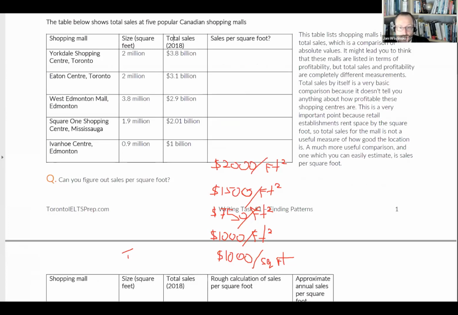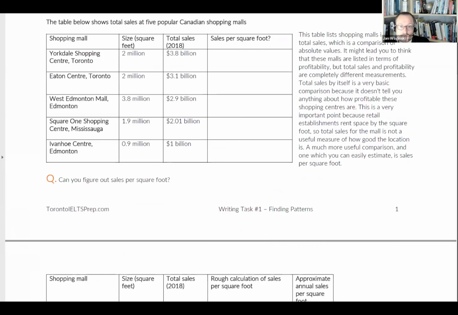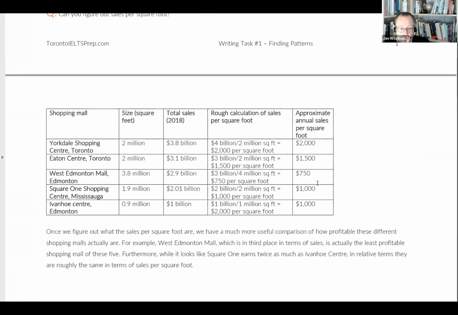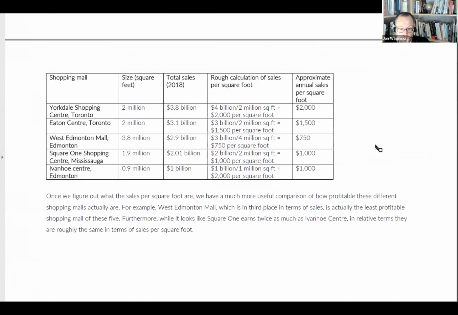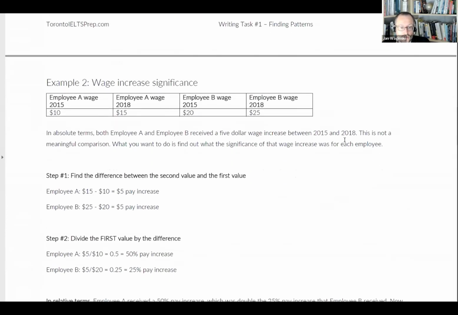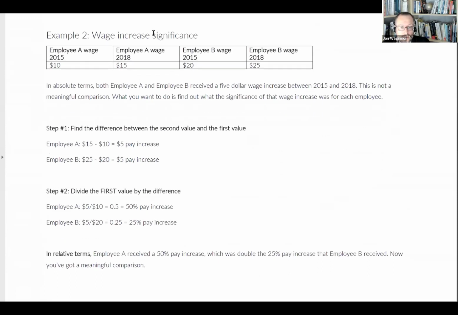Let's look at another example. I'm just going to delete the annotations. Okay. So here are the numbers, the calculations. If you missed how we did it in the first place, the calculations are here. Let's look at another example. It's the significance of a wage increase.